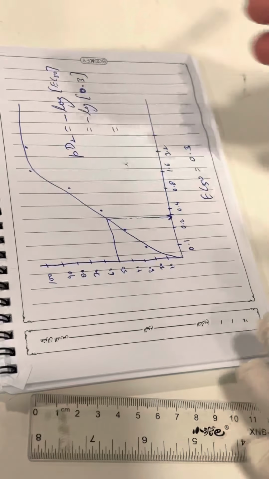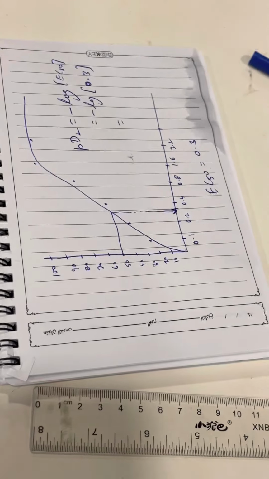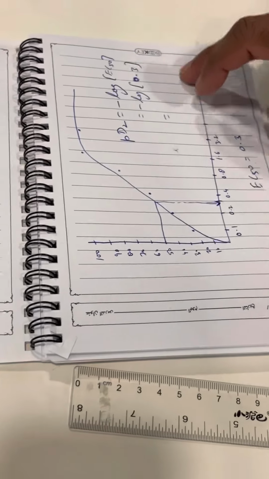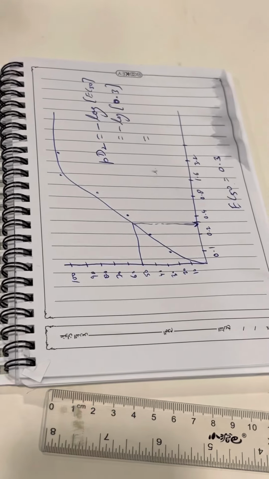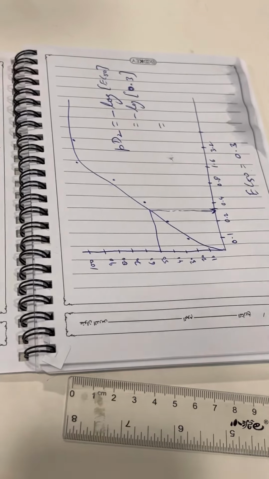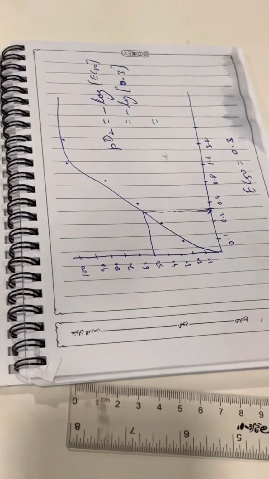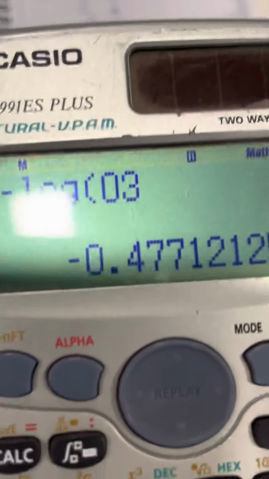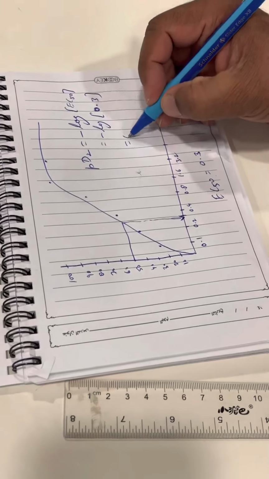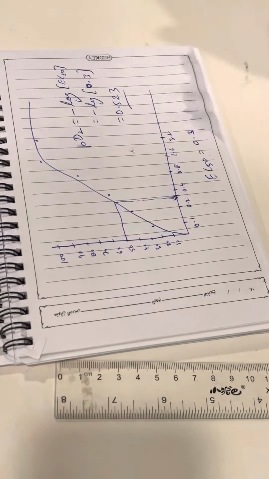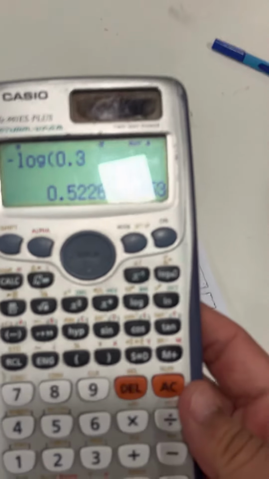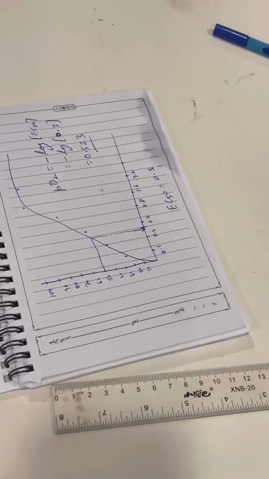Just by using the calculator you can calculate the minus log 0.3. How much is the value? It will be the pD2 value. Use the scientific calculator. It will be 0.523. This is the answer. If you do only this, it is worth five marks. Nice. Thank you, Doctor.